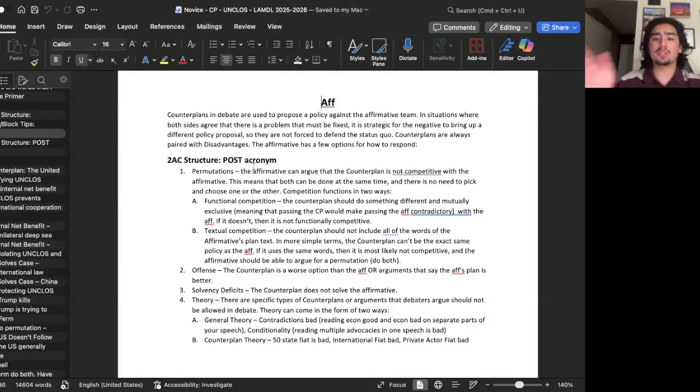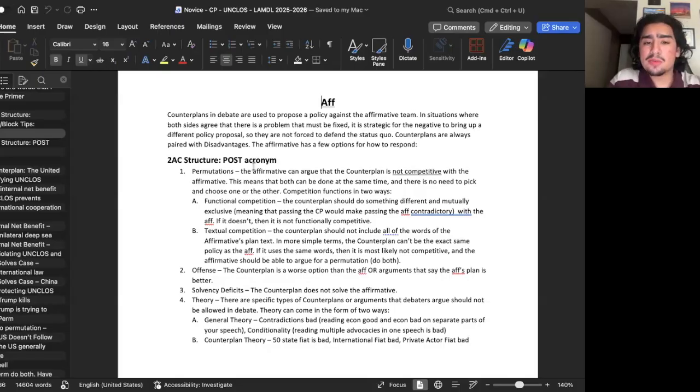It is not mutually exclusive is another phrase that you're going to hear a lot of the times. Mutually exclusive means that they are separate and they must be treated as separate. Not competitive is the same thing as saying that the counterplan is not mutually exclusive with the affirmative.